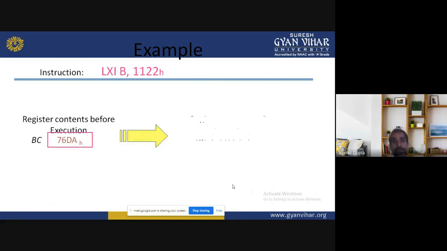LXI B, load immediate BC pair 1122. In this instruction, whatever 16-bit data is given is not an address, it is the data. We can use this instruction like that, LXI H, 1122, like that we can use. So the register is the HL pair register.